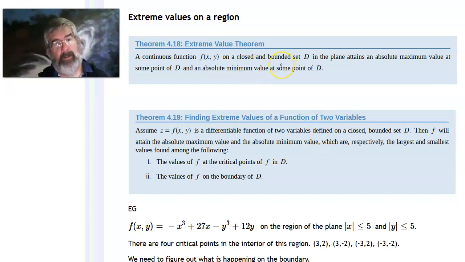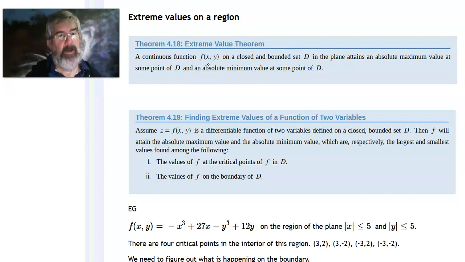To say that it's bounded doesn't mean that it has a boundary. It means that it's not infinite. It doesn't head off to infinity in any direction. That is, you could take a big circle and stick it around all of it, and D would be contained inside that circle, a circle of finite radius. Right? So this is not infinite in extent. You might say it has finite area. That's fine. So closed means it contains its boundary. Bounded means it doesn't head off to infinity. If that's the case, then your continuous function must have an absolute max and an absolute min.